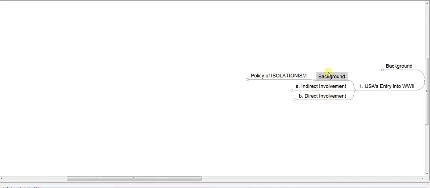So essentially America was out of it. Even when the Germans invaded Poland, the isolationist sentiment in America was still relatively strong. So initially, what America did was to have some indirect involvement. Indirect means they were not in the war itself. They helped in other ways short of war.